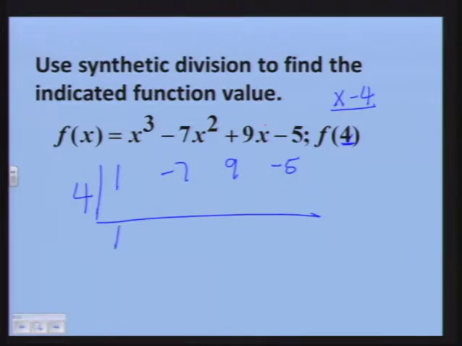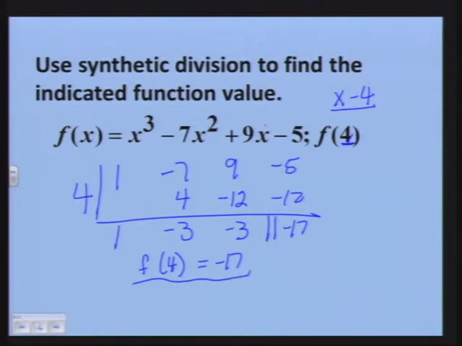So bring down the 1. 4 times 1 is 4. Negative 7 plus 4 is negative 3. Multiply 4 times negative 3, get negative 12. Add, and I have negative 3. 4 times negative 3 is negative 12. My remainder is negative 17. So the f of 4 equals negative 17. So if for some reason I want to know that, and I don't want to go to a calculator to help me, this is a really quick way to get a function value.